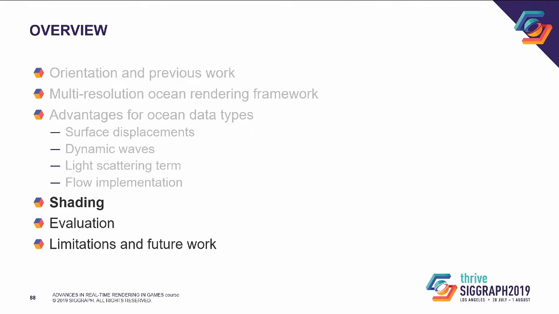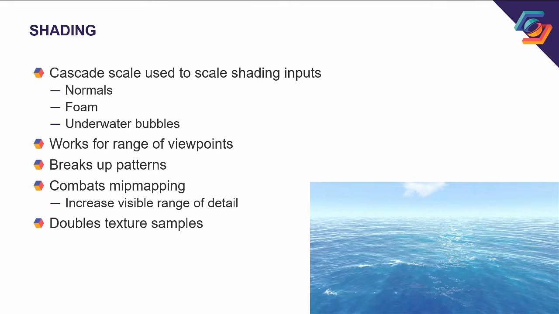We now touch quickly on some aspects of shading that have evolved since our last presentation. The scale of the cascade is core to the ocean shader and is provided to the shading features for them to use. Now all of our ocean texturing is scaled with the cascades. This allows the texturing to hold up for a large range of viewpoints, including the elevated viewpoint shown here, without getting heavy repetition artifacts. It also helps to combat mip mapping in the distance for shallow view angles.